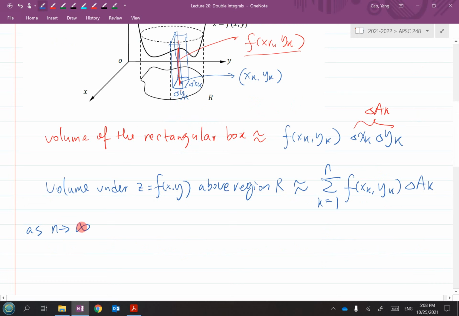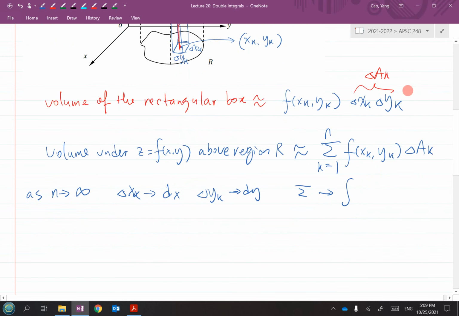As usual, we let n go to infinity. So we create as many boxes as possible. Then the delta x k becomes dx k, or just call it dx. And then delta y k will become dy. So all the deltas become d's, and the summation sign will become an integral sign.